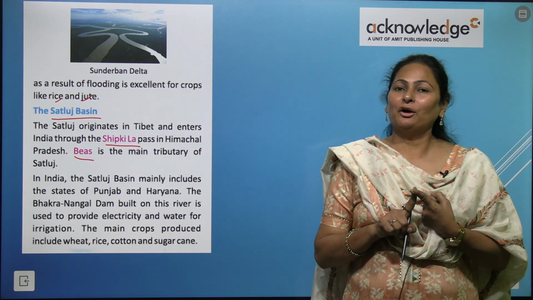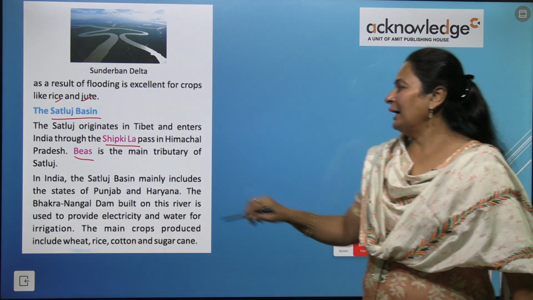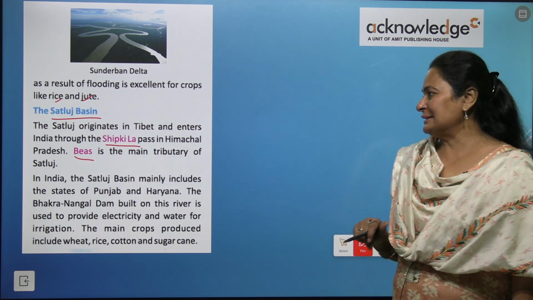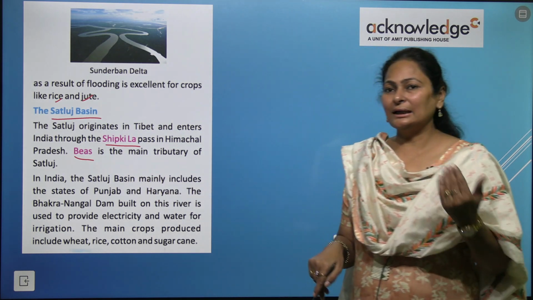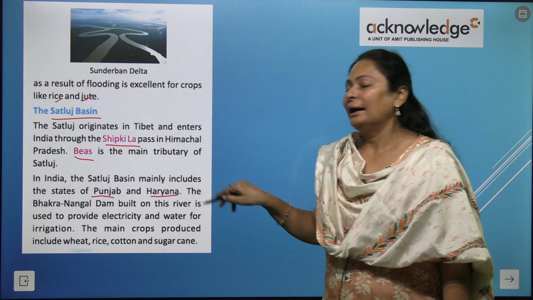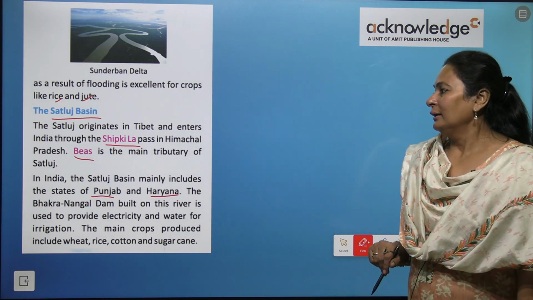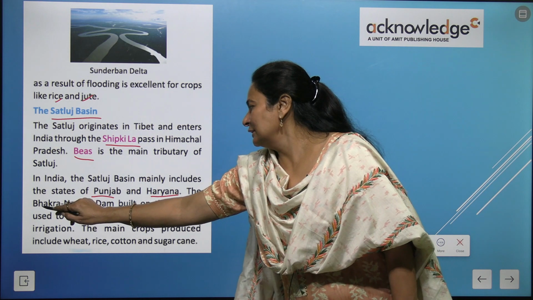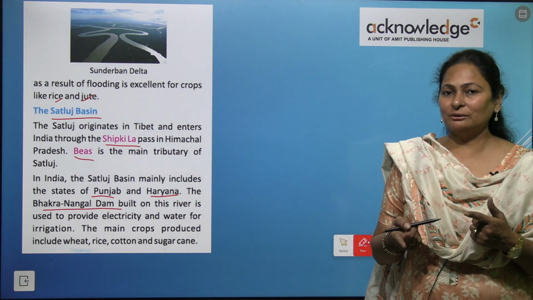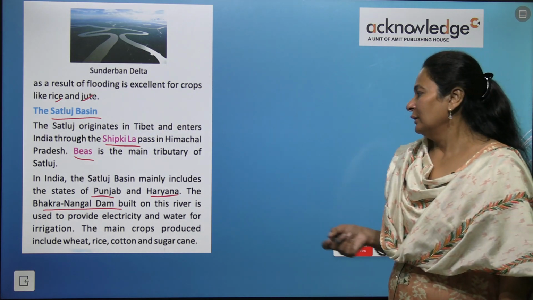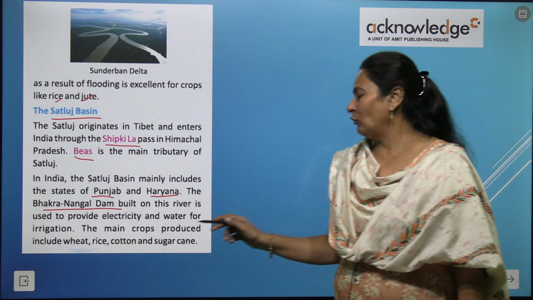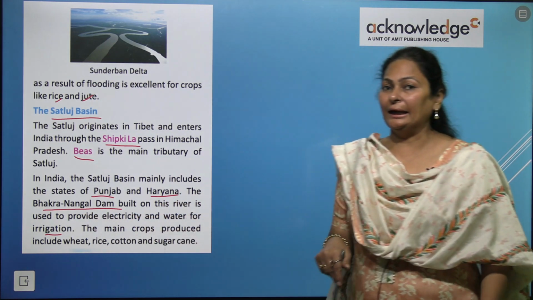Yamuna is the main tributary of Ganga. Similarly, Beas is the main tributary of Satluj basin, right? In India, the Satluj basin mainly includes the states of Punjab and Haryana. The Bhakra Nagar Dam, which is a very famous dam built on this river, on the Satluj river, is used to provide electricity and water for irrigation.